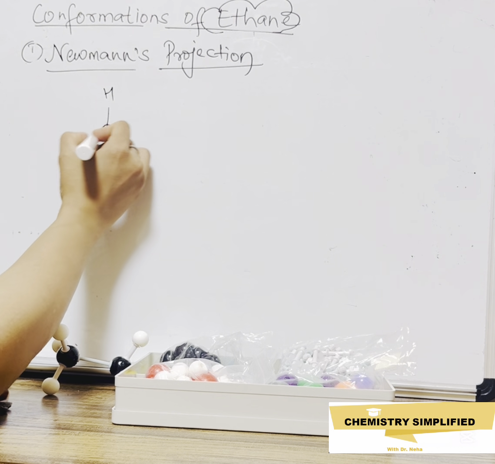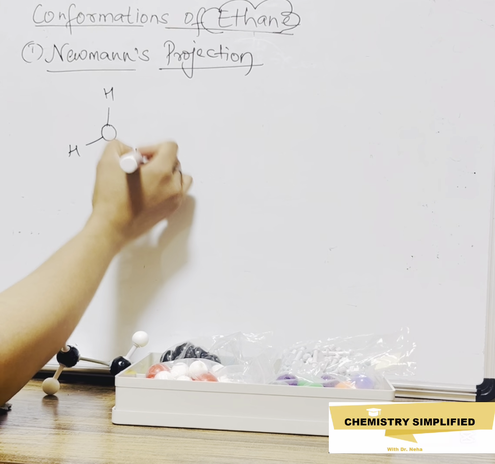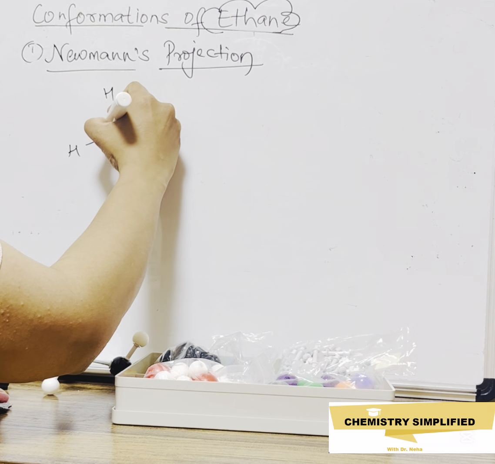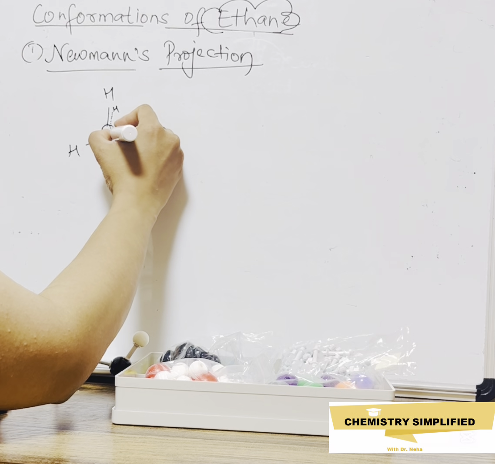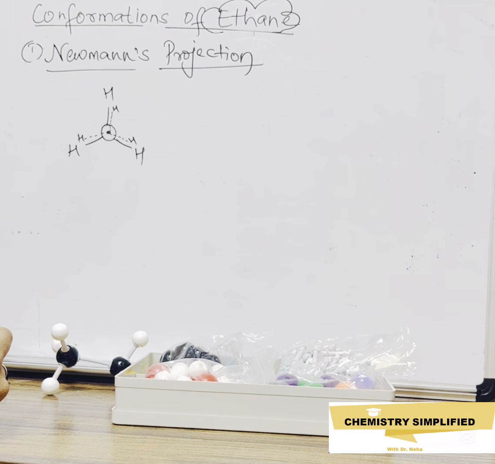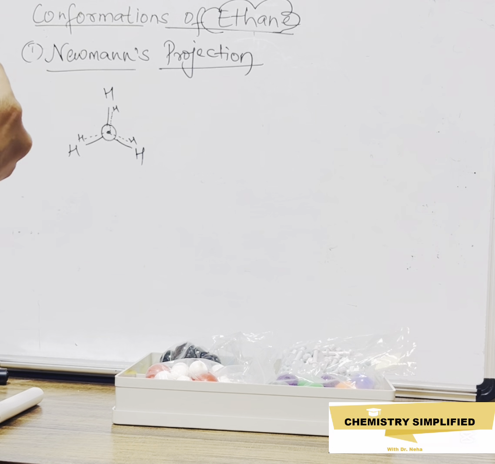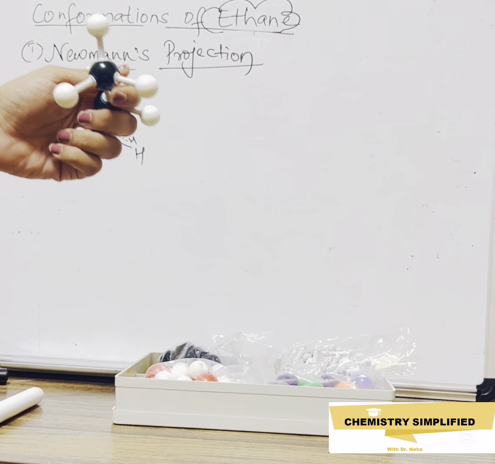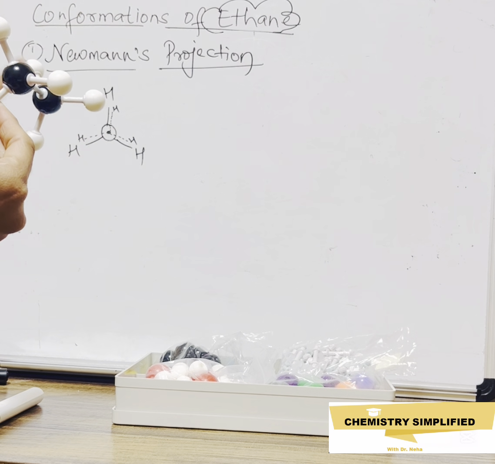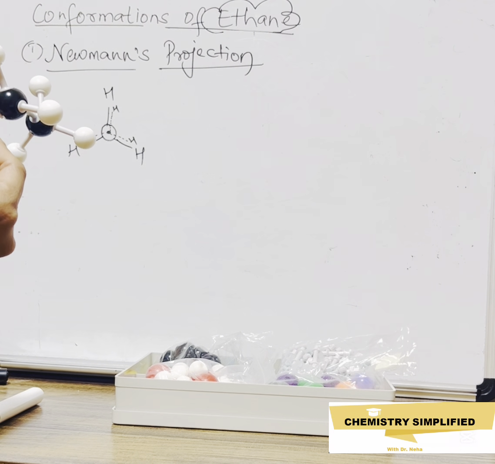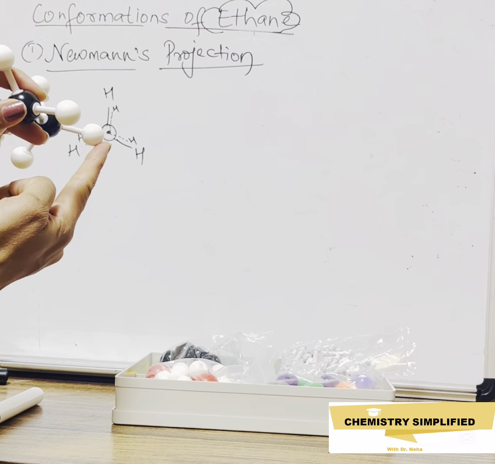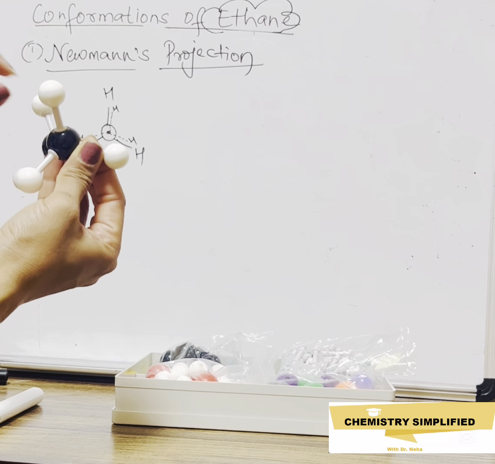And each carbon atom has hydrogens, right? And one more carbon atom which is far and has hydrogen, hydrogen, hydrogen. So this is one carbon atom like this. When you close one eye and look, you can clearly see that this carbon atom is hiding, or overlapping, this carbon atom. This hydrogen is overlapping this hydrogen, this hydrogen is overlapping this hydrogen, and this hydrogen is overlapping this hydrogen.